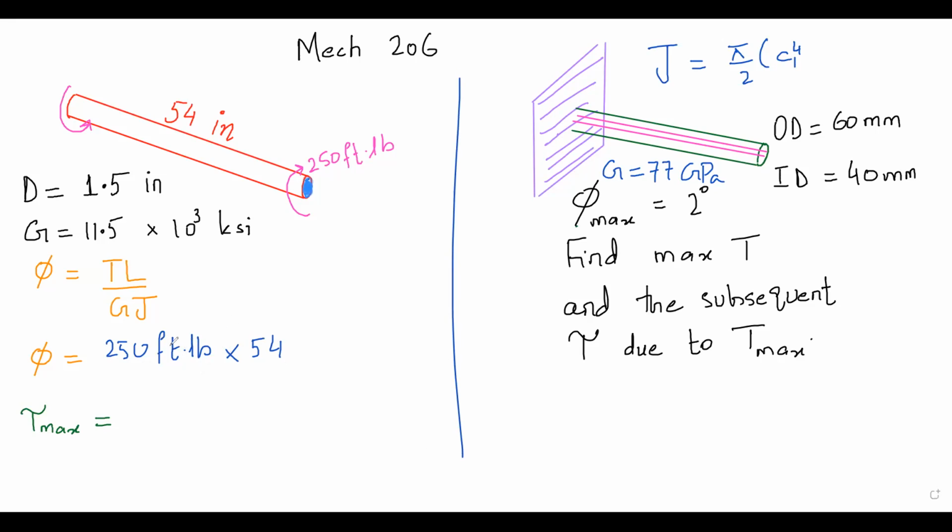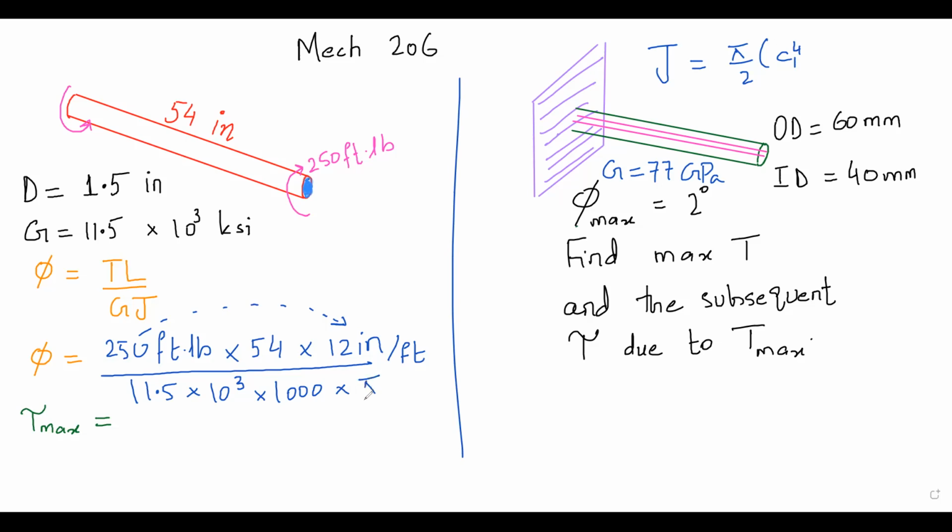Let's convert this into inches, so I will multiply this with 12 inch per feet. Just so that students don't get confused. Okay, divided by G, which is 11.5, multiplied by 1000 kilopound per square inch. Multiply by J.